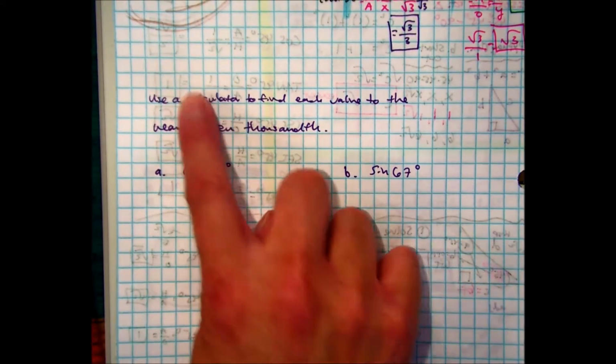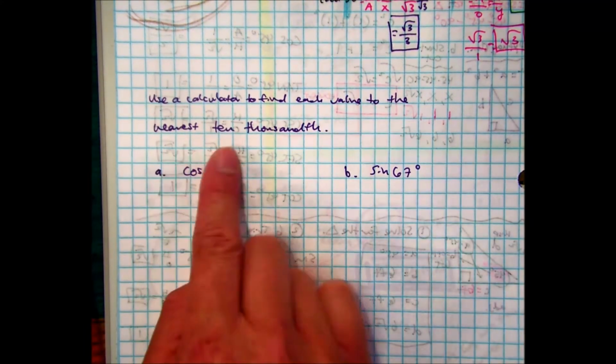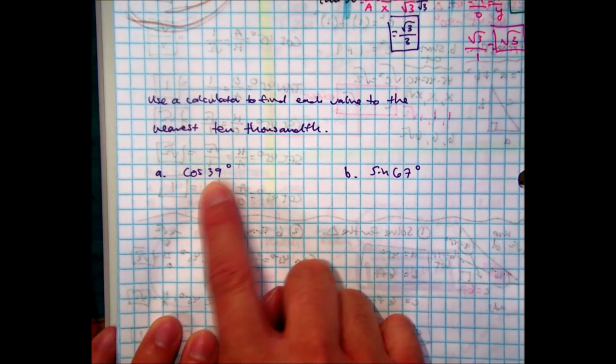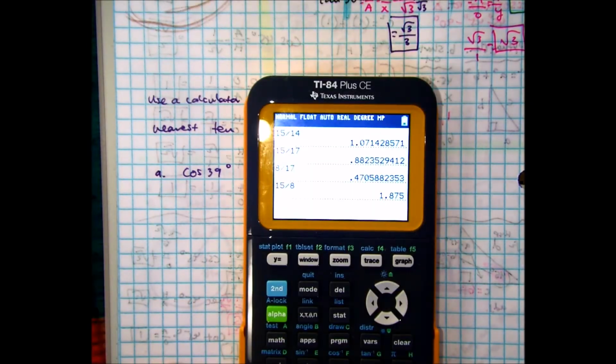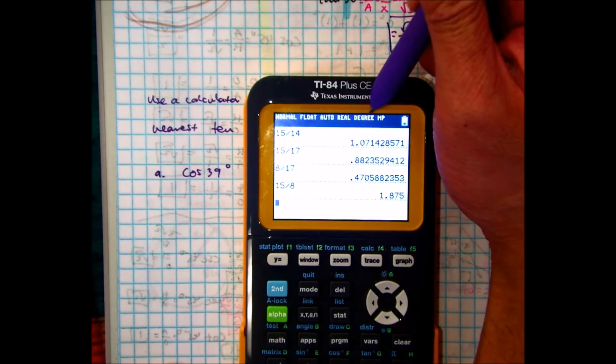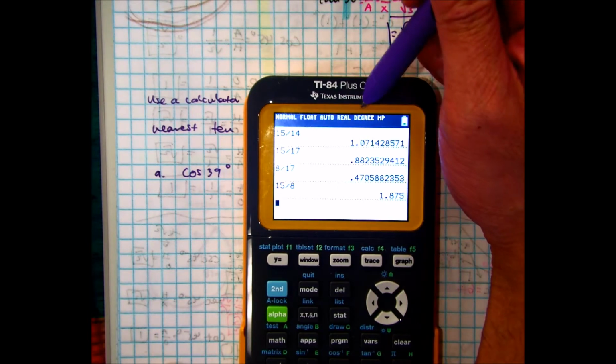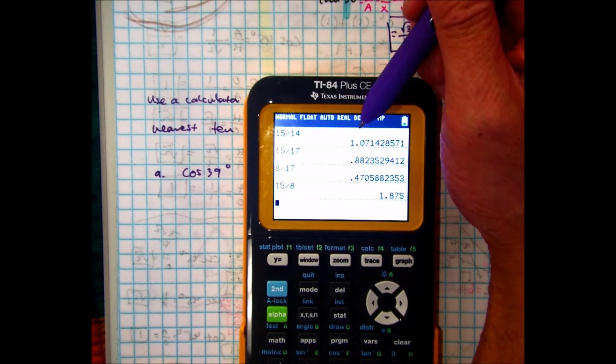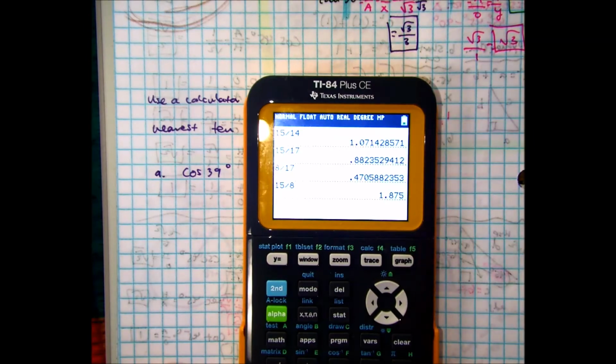Alright, so we're going to use a calculator to find each value to the nearest 10,000th. I know this is degrees because I see the symbol. So when I turn on my calculator, the nice thing about the newer calculators is that it'll actually show it on the screen. If you have an older scientific calculator, you'll still see the letters D, E, G, or D. Let's just say we're going to be switching them.